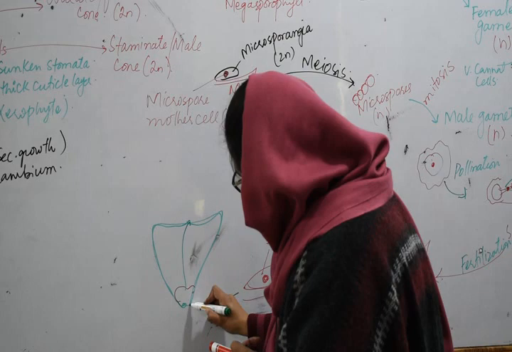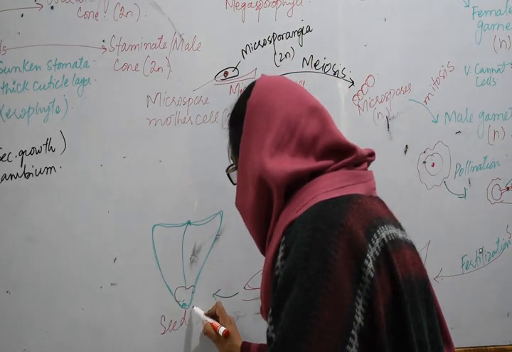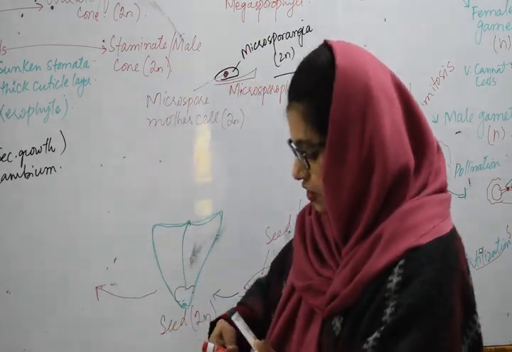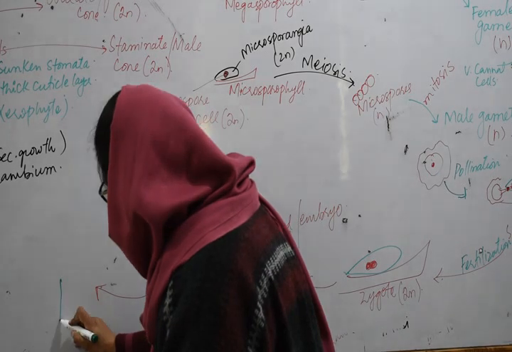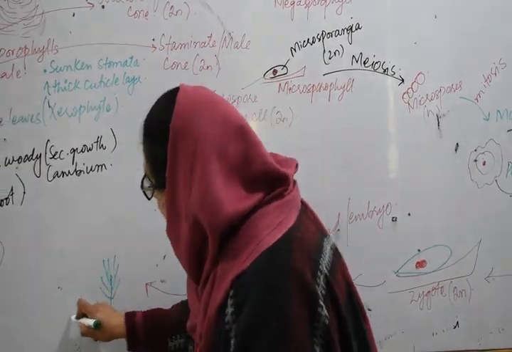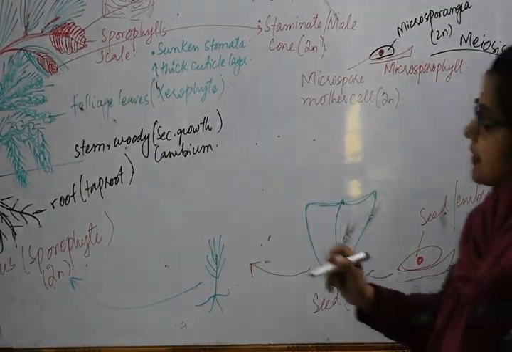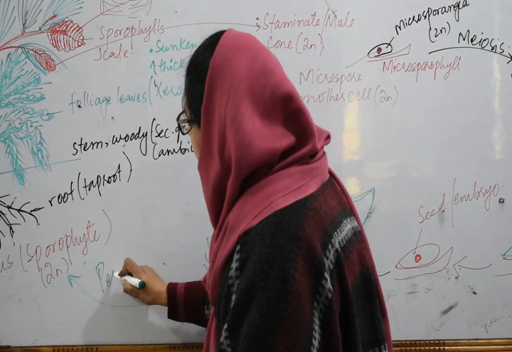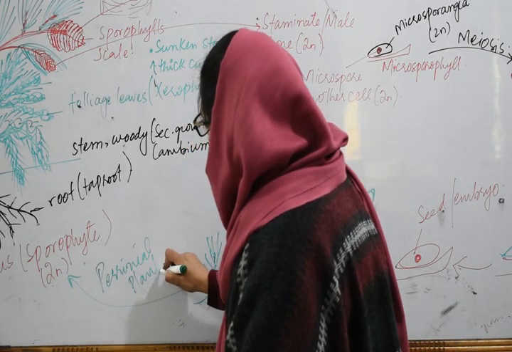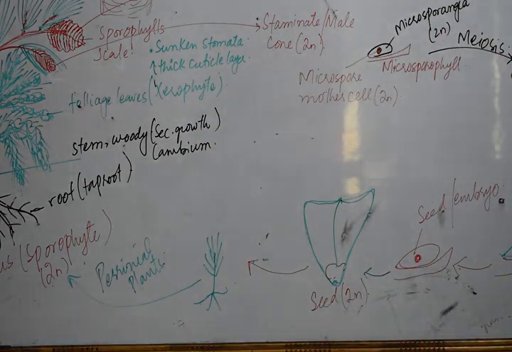So this seed embryo will grow perennially, यानी next year जाके ये mature होगा. So first it will grow into a smaller plant and then finally into a mature plant. So we can say that these plants are perennial plants. So that was about the alternation of generation or the life cycle of gymnosperms.